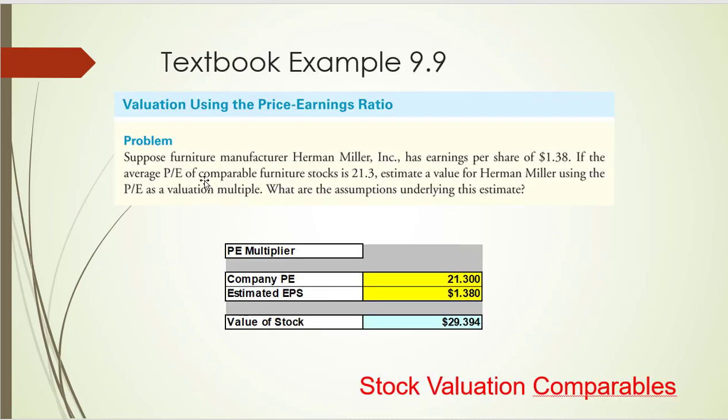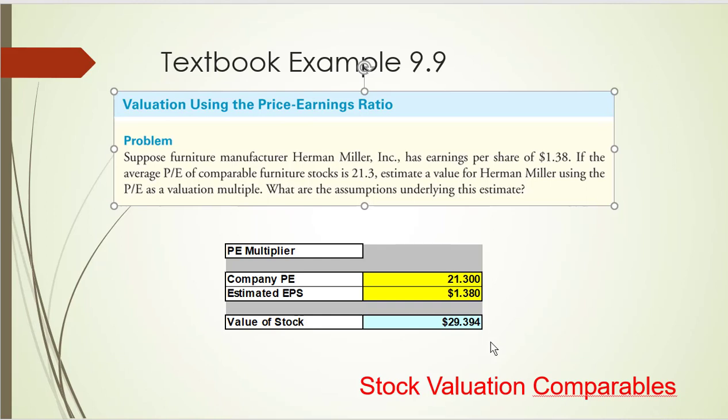So here's a company that has earnings per share of $1.38, and the average PE ratio of companies in its industry is 21.3. What value can you attribute to this company? $29.39. Now, of course, we can plug anything in here we want. We could put in the company's current PE ratio and estimated earnings per share. We could put in the company's estimated PE ratio, its forward PE ratio. In this case, we used its industry ratio number. But all of these numbers can help us predict value.